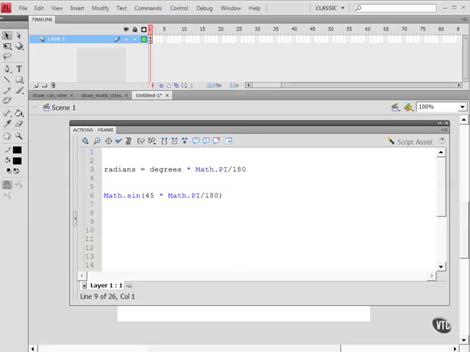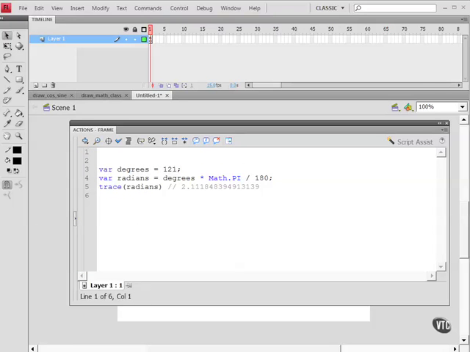This is actually the same as writing it this way, Math.sin(.7854).